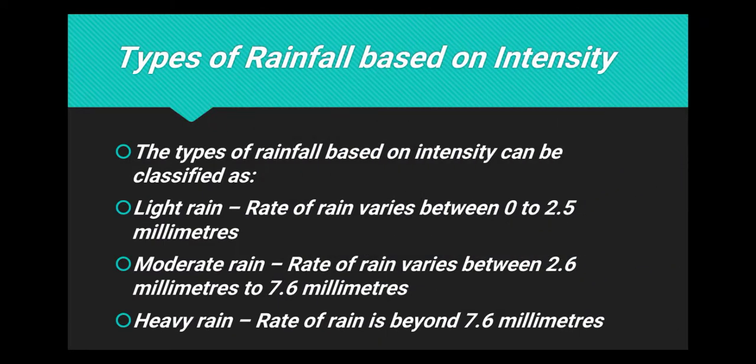Types of rainfall based on the intensity. Light rain, the rate of the rain varies between 0 to 2.5 millimeters. Moderate rain, the rate of rain varies between 2.6 millimeters to 7.6 millimeters. Heavy rain, the rate of rain is beyond 7.6 millimeters.